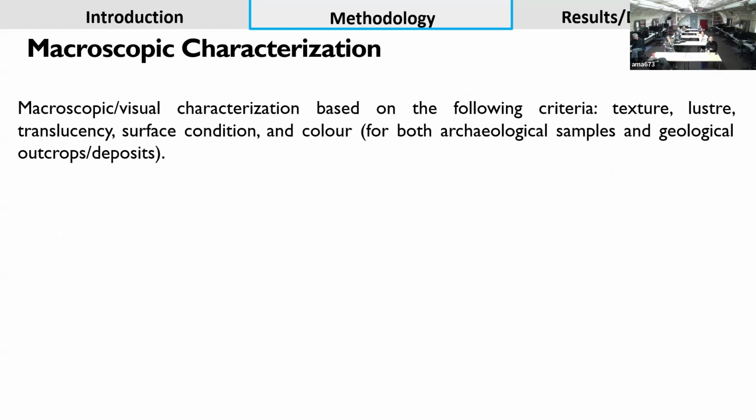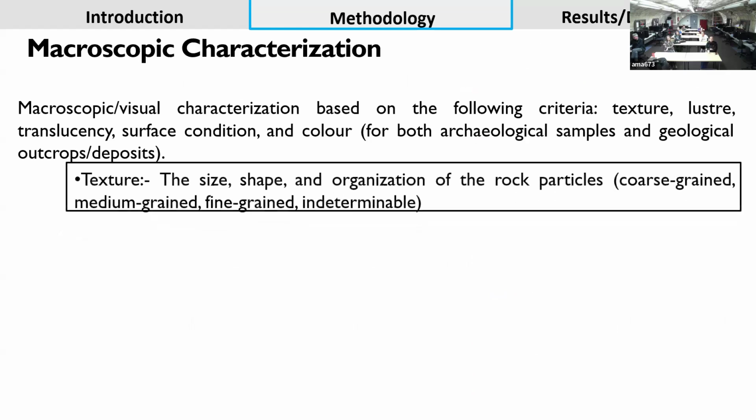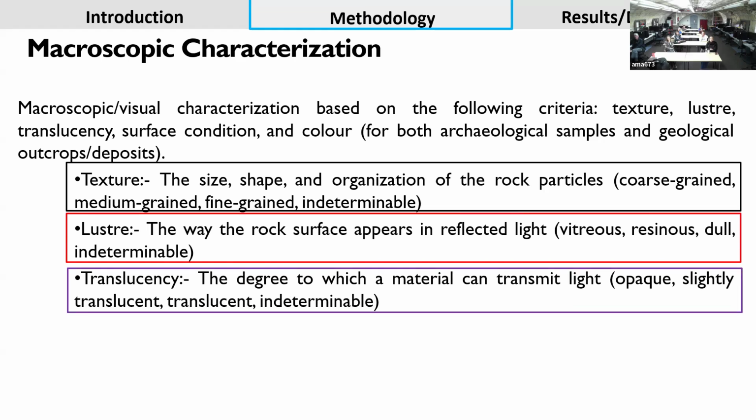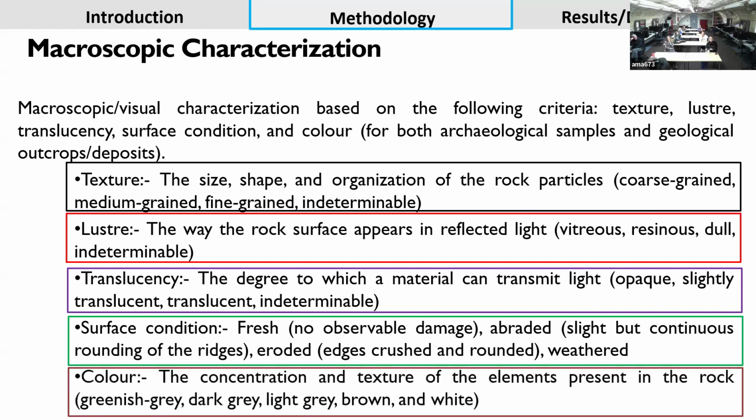So for the macroscopic characterization, I did it for both the archaeological samples and the geological samples based on some variables. The first one was texture of the raw material samples and the archaeological samples. Then the luster, then the translucency, then surface condition of the archaeological materials, then color. For the color, I used the Munsell color chart, and for all the other macroscopic characteristics, I used a light microscope.